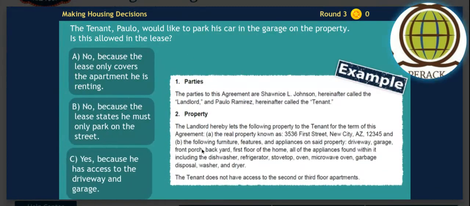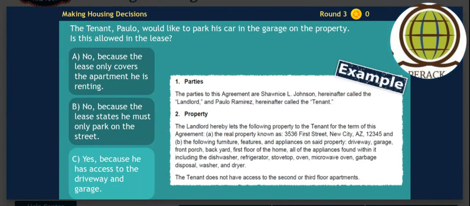The tenant, Paolo, would like to park his car in the garage on the property. Is this allowed in the lease? Is the answer A? No, because the lease only covers the apartment he is renting. B? No, because the lease states he must only park on the street. Or C? Yes, because he has access to the driveway and garage.